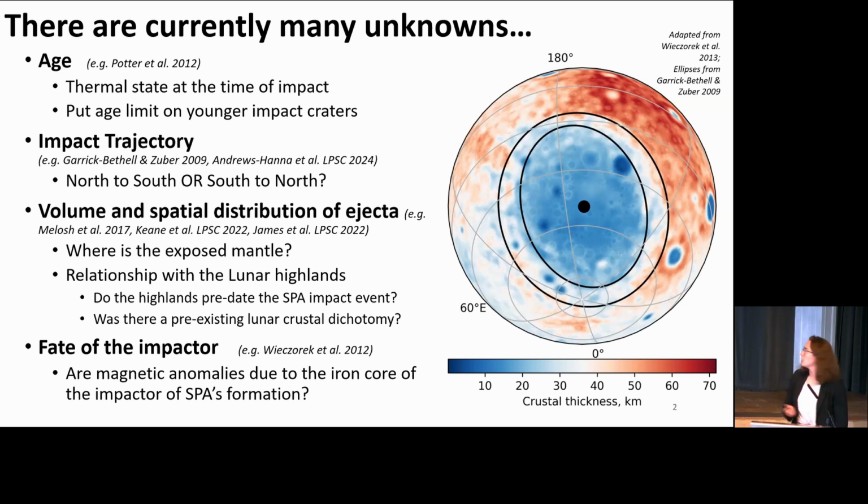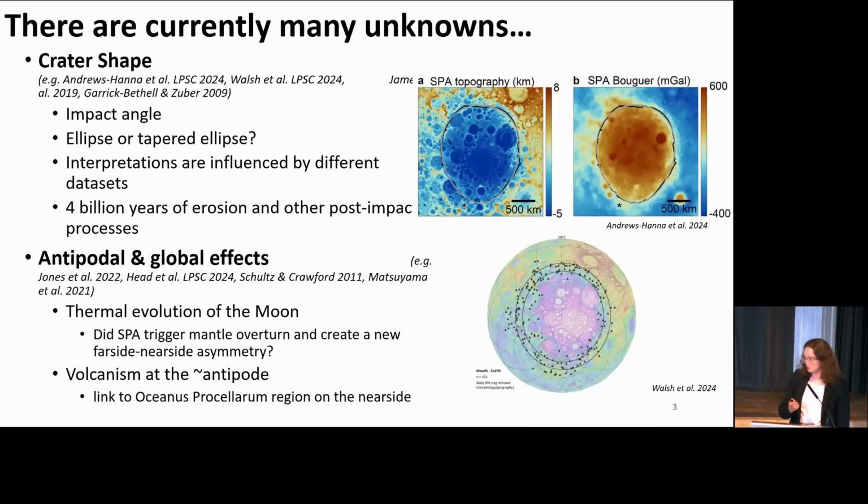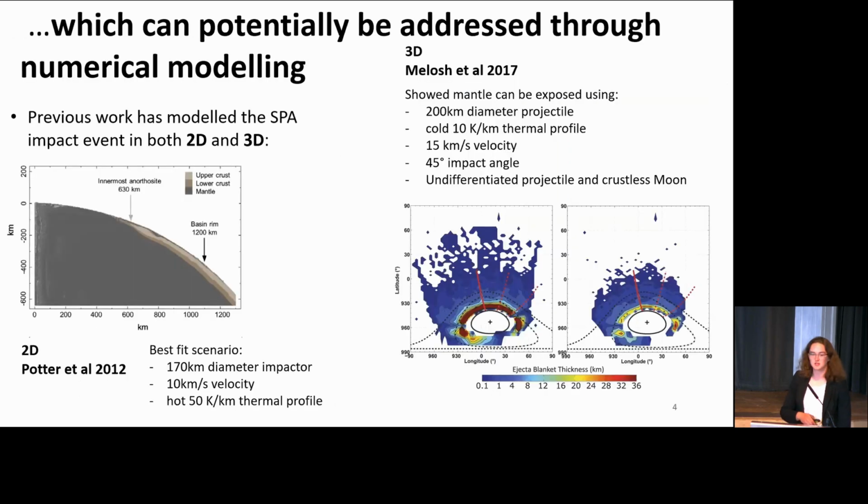There's also some questions regarding the lunar highlands up here to the northeast of the basin, and whether that might be SPA ejecta. And there's also some recent work looking at whether it's not just an ellipse, but a tapered ellipse. And if so, that might also help us constrain the impact direction. And then there's also some previous work that's looked at the antipodal and global effects, because this was a truly large impact event with big implications for the evolution of the moon. So yeah, there are a lot of things that we still need to understand regarding the SPA basin, and we can try and address some of these things through numerical modeling.